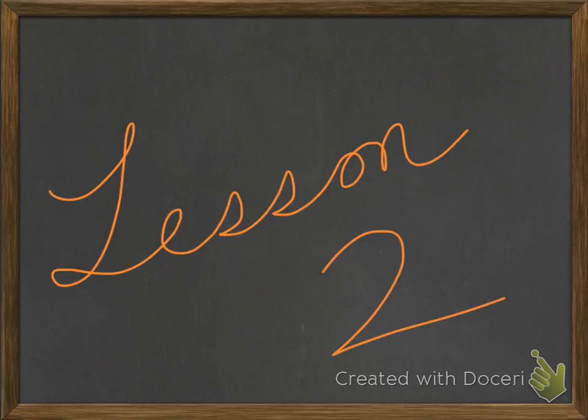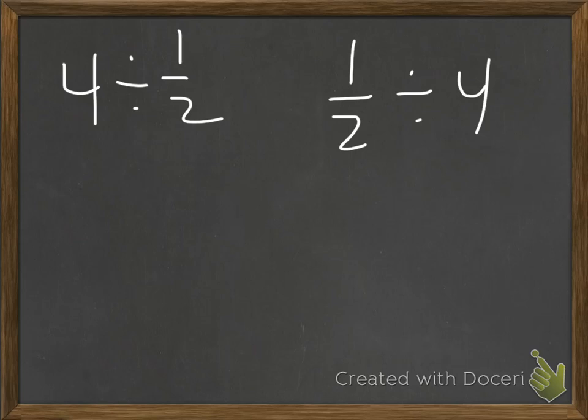Lesson 2 is pretty much the same. We're going to have a fraction divided by a whole number. So in Lesson 1 we had a whole number divided by a fraction. In Lesson 2 we have a fraction divided by a whole number. Before, the problems looked like this, but in Lesson 2 it's going to look like that. Lesson 1, 4 divided by a half. Lesson 2, a half divided by 4.